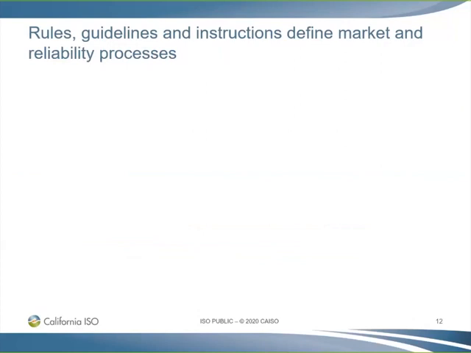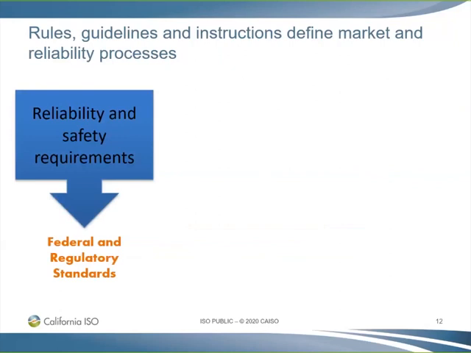A great deal of the documentation that we adhere to from a reliability and safety standpoint is defined by federal and regulatory standards. Our primary document is our tariff, which outlines the rates, terms, and conditions under which the ISO operates. The tariff is modified in collaboration with our stakeholders through our stakeholder process.